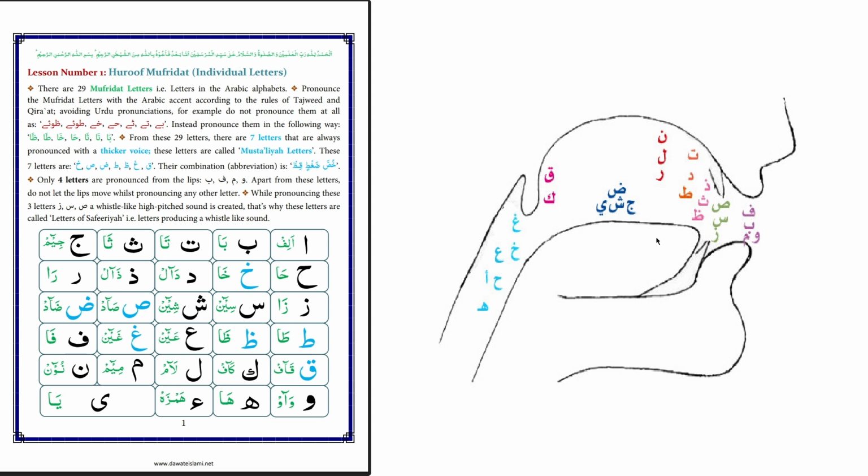Next, we have thaw. So the tongue needs to come here, and it's like tha, tha, tha. So it's like TOWW. Tha, tha.